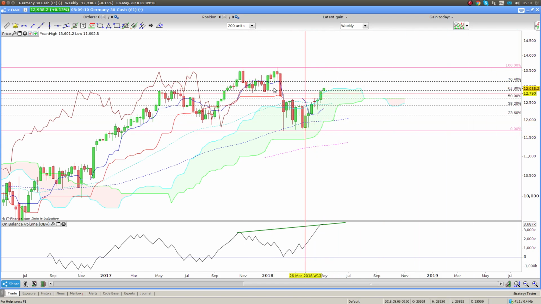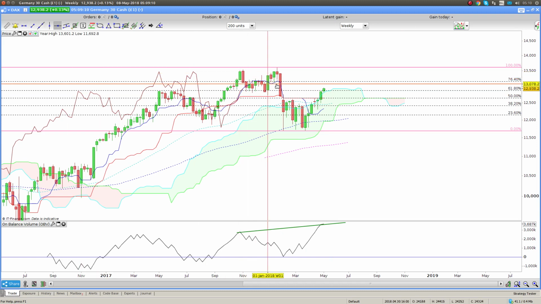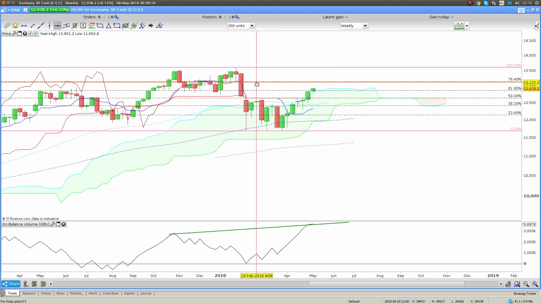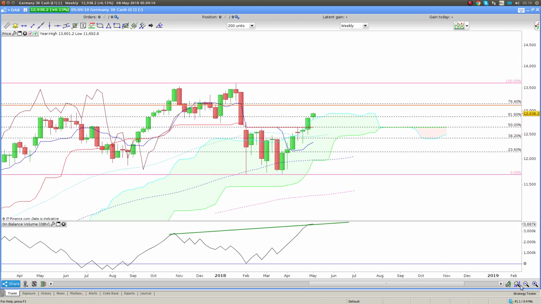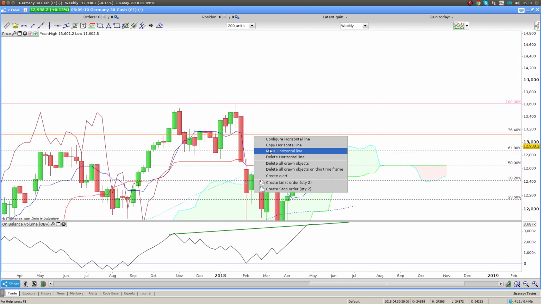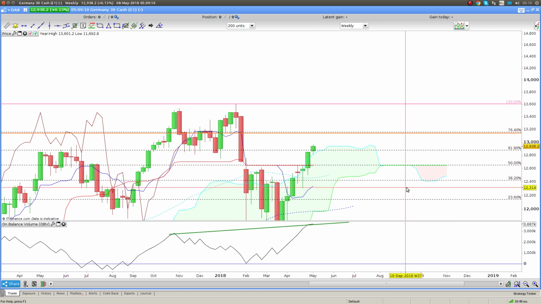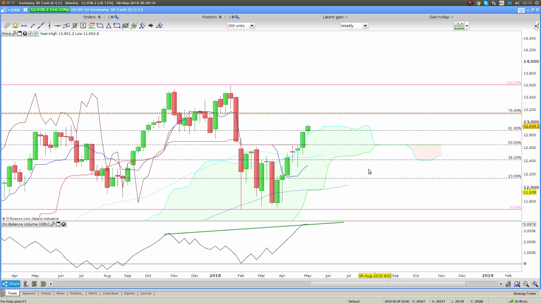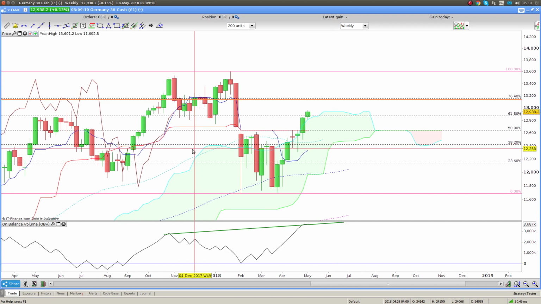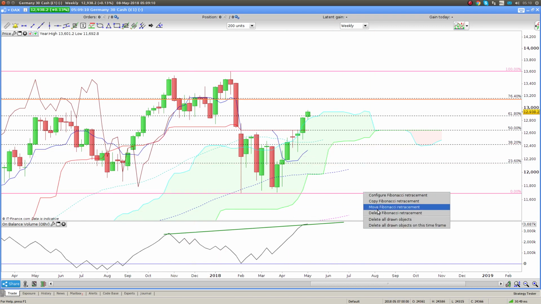The 76.4 ties up quite nicely with the next level. Let's zoom in and just move it right onto the tail. There we go. So this previous swing low on this week here, you can see the tail there, that is right on the 76.4. So if there's any more upside, that's probably the area that we'd come to. Nothing else here that really stands out on the weekly.